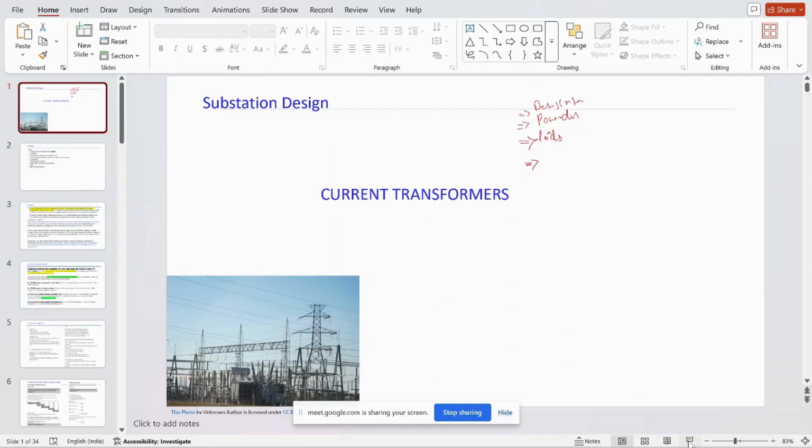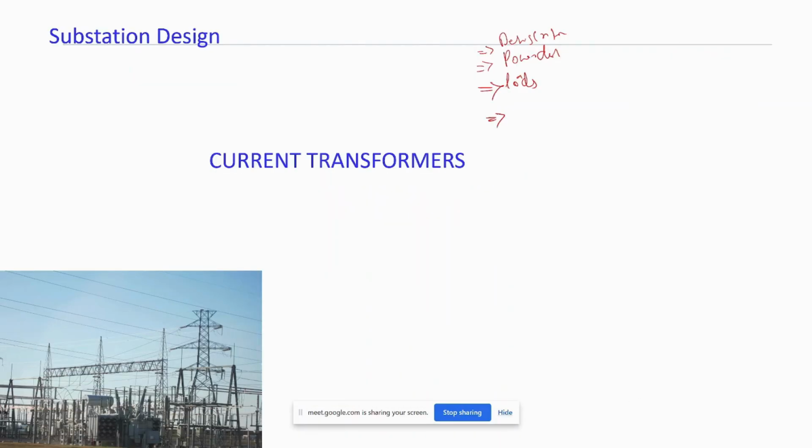So we were discussing the loads and power distribution. Yesterday we discussed the transformers and MV switchgear. Now, an important part of any power system is the current transformer. We require current transformers, and we also require potential transformers.